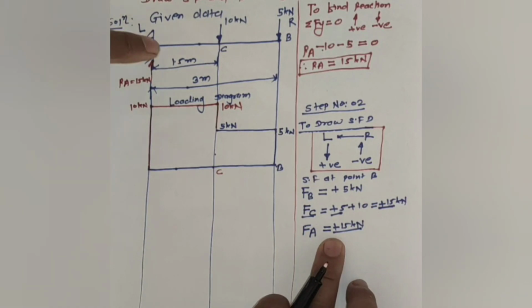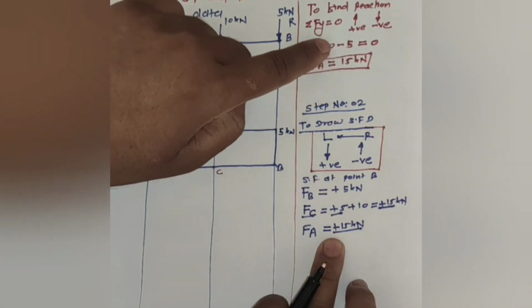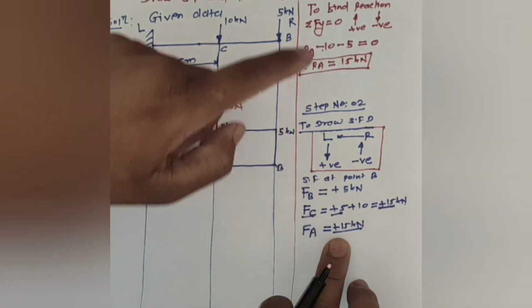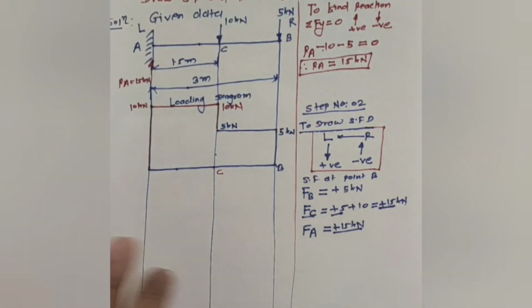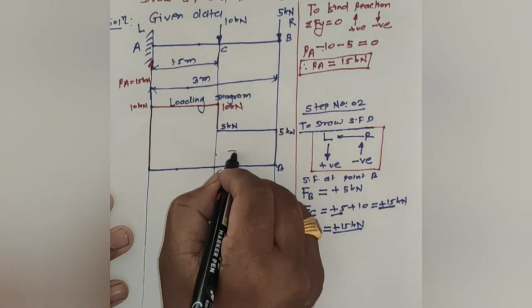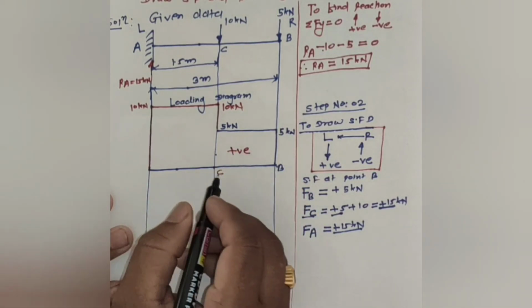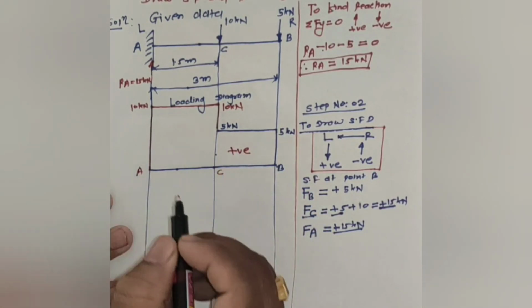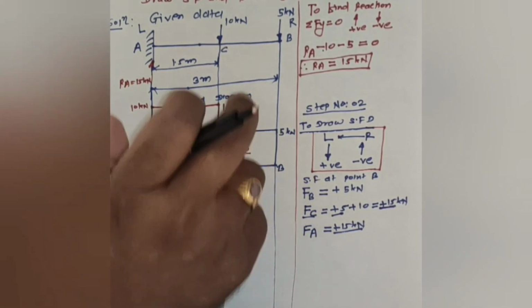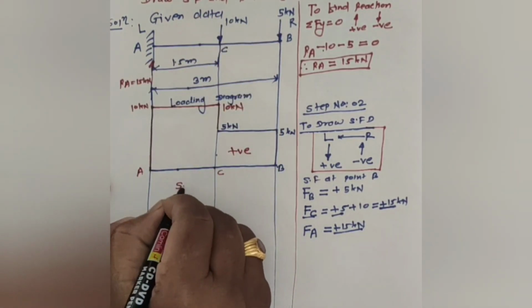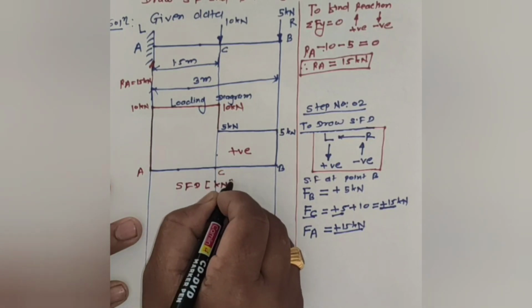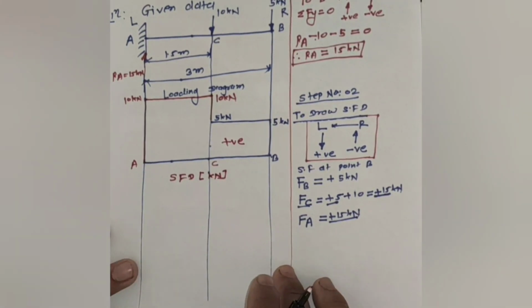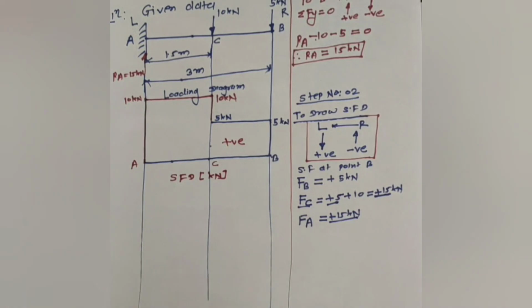How can you check? Our reaction is 15 and our final answer is 15, so our shear force diagram is correct. Here you got the positive shear force diagram for the cantilever beam AB, and then write down SFD in kilonewtons. Okay, this is your second step.